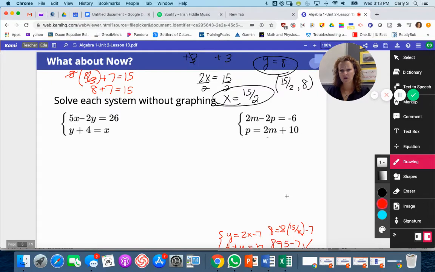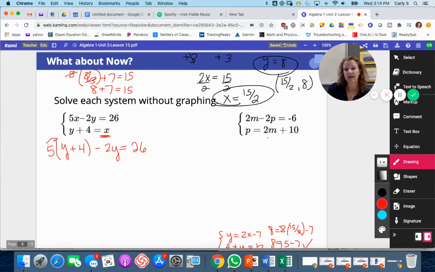Okay, so this first system, sometimes the hard part is trying to figure out which to substitute into which. Well, the second equation is already x equals, so we should just take that and instead of the x in the first equation, plug in what we know x equals. So I just put parentheses where the x was, and I substituted y plus 4 because that's what x is.